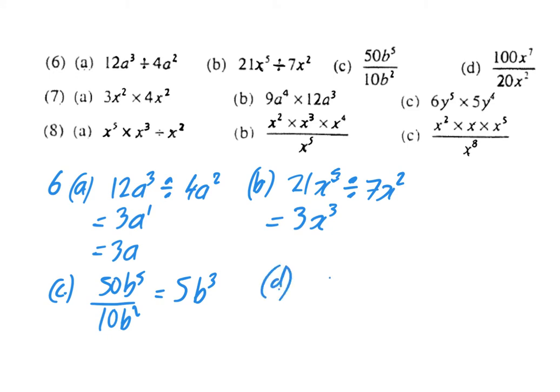For D, we have 100x to the power of 7 divided by 20x squared. So again, what's happening here is 100x to the power of 7 is being divided by 20x squared. 100 divided by 20 is 5. X to the power of 7 divided by x to the power of 2 is x to the power of 5. So there's your answers to question 6.